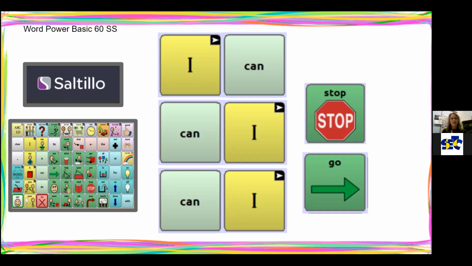It's all built. So we have, like I said, Saltillo's Word Power Basic 60. We were at a 25. My student was at a 25. However, I really want to make sure that what we're modeling, we model theirs as well, but that we are also showing and having some core boards that have more robust language, so that when we are modeling and talking about other things, we can have that more robust access to language.